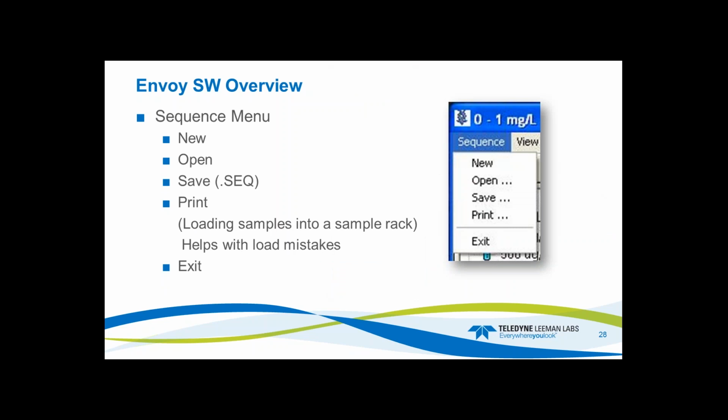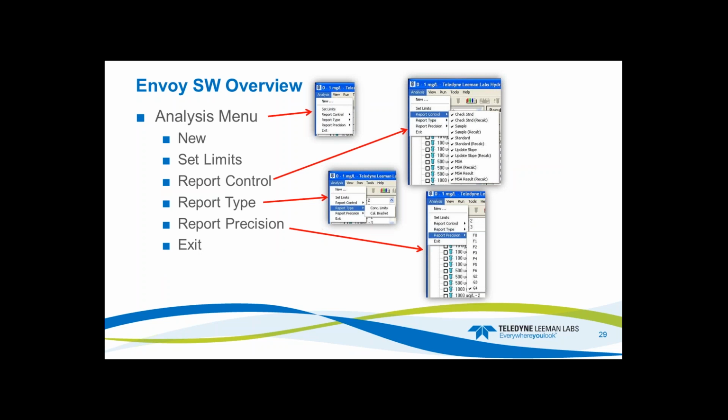Sequence menu, when you hit that, you have new, open, and save sequence as a .seq file. That's kind of nice because if you're running the same type of sequence all the time, you can save it and then recall it, and then you don't have to type in those samples. Maybe just change the names a little bit. You can print. That's kind of nice for taking the sheet of paper over to the fume hood so you can load samples and reduce mistakes. And of course you have exit.